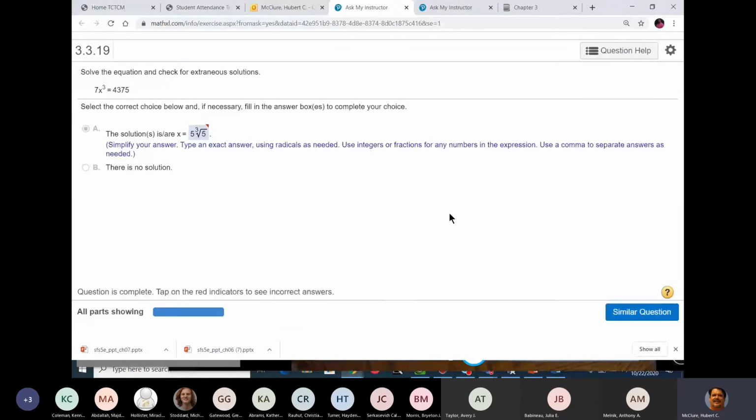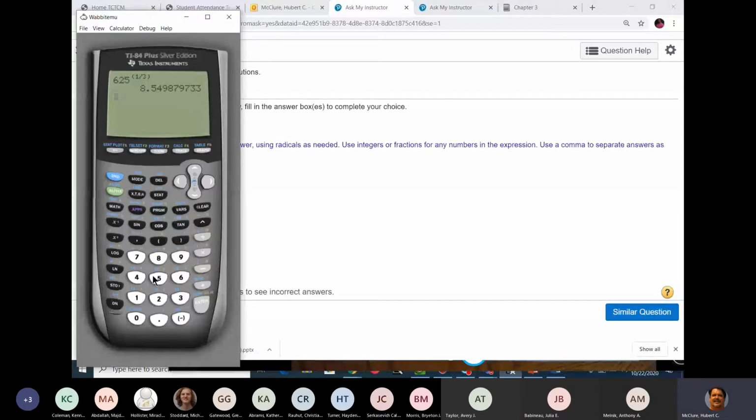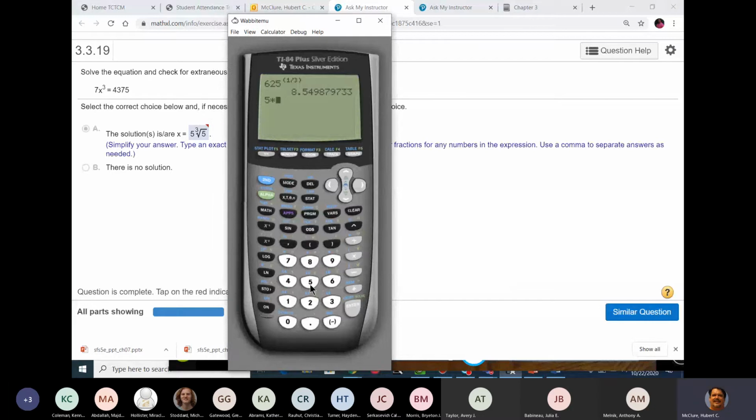Okay, let's take 3 and multiply it by the cube root of 5. Let's see what that answer is. 3 times 5 raised to the 1/3 power. Yes, same thing.